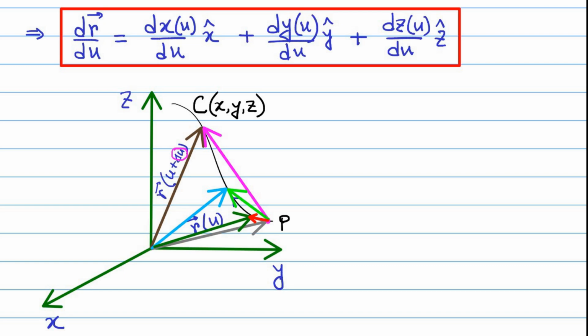So as we take the limit, this will be exactly the tangent vector to the curve C at the point P. And that is the geometric meaning of the ordinary derivative of the position vector that traces out the space curve.